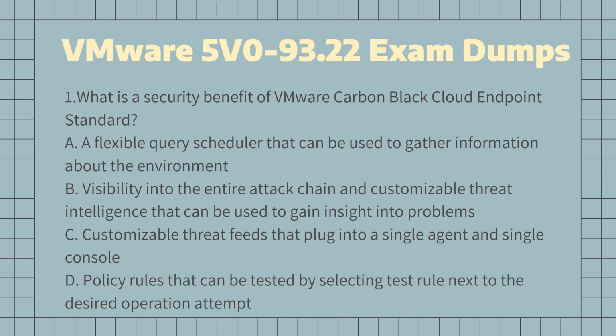1. What is a security benefit of VMware Carbon Black Cloud Endpoint Standard? A. A flexible query scheduler that can be used to gather information about the environment. B. Visibility into the entire attack chain and customizable threat intelligence that can be used to gain insight into problems. C. Customizable threat feeds that plug into a single agent and single console. D. Policy rules that can be tested by selecting test rule next to the desired operation attempt.